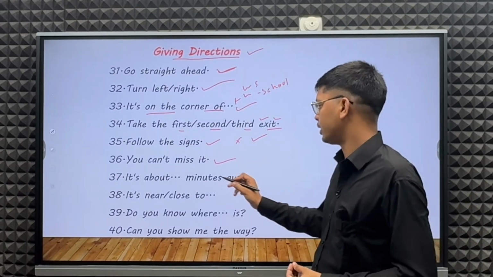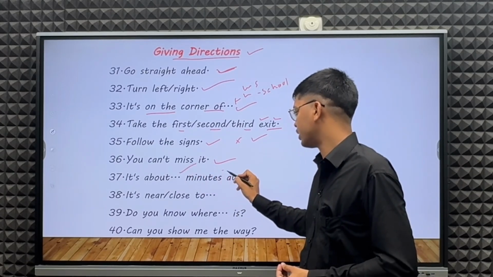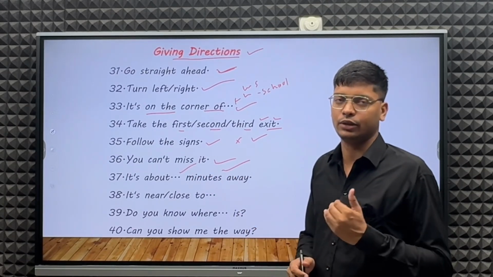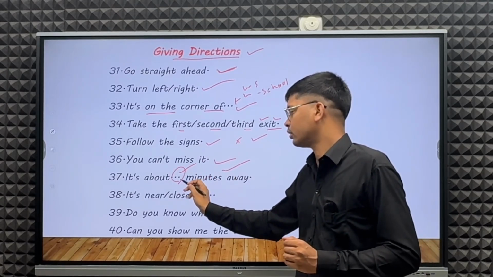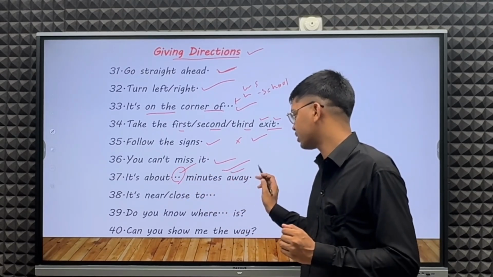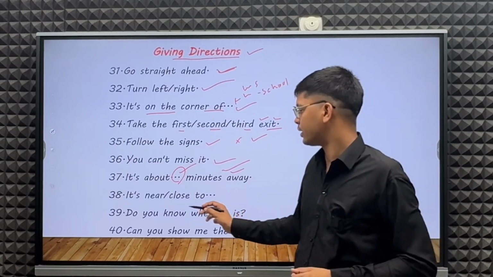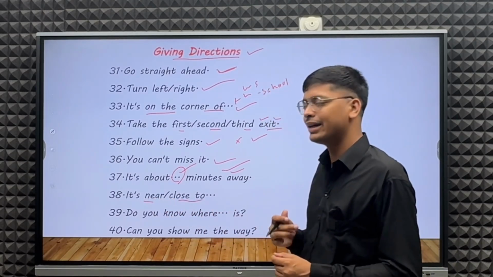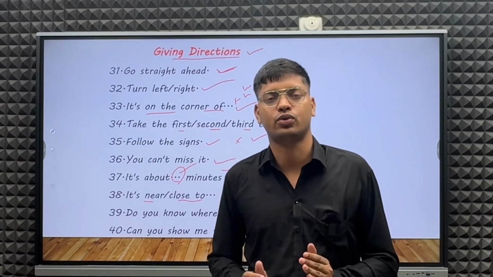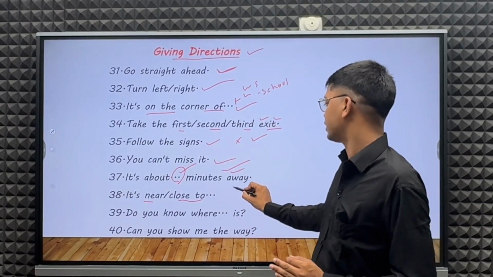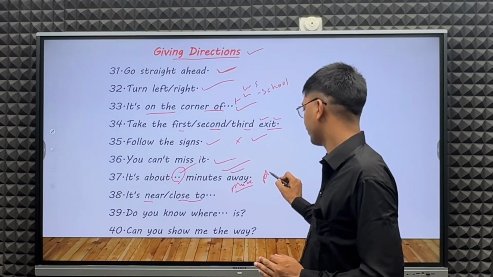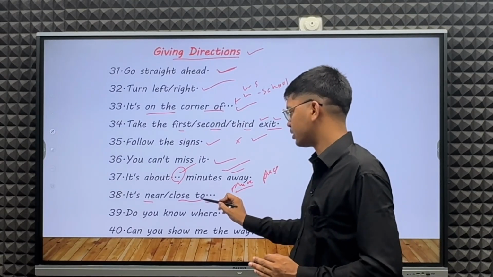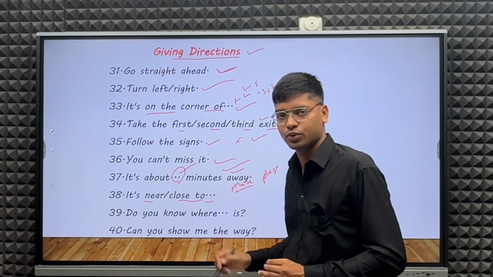Okay, so it's about minutes away. You can use this type of sentences also. It's about any place, any time, minutes away. Okay, it's near or close to. To means any place here. So you can use this type of sentence. It's near or close to.